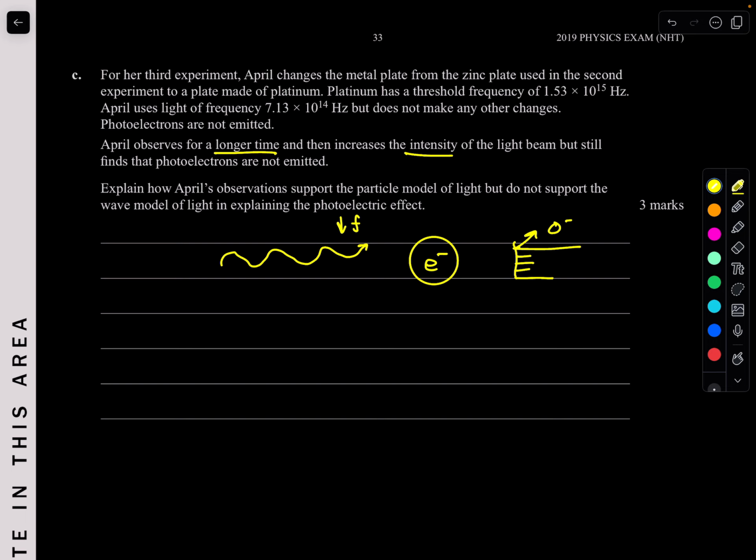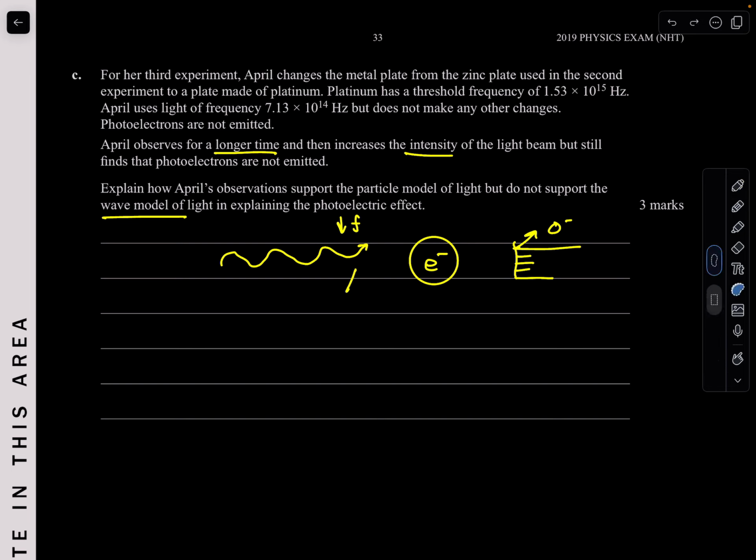Explain how April's observation supports the particle model of light, but does not support the wave model of light in explaining the photoelectric effect. That's what we just explained. We explained how the wave model does not support it, because she's believing that any frequency, applied for long periods of time, should gradually make electrons emit, which is wrong.